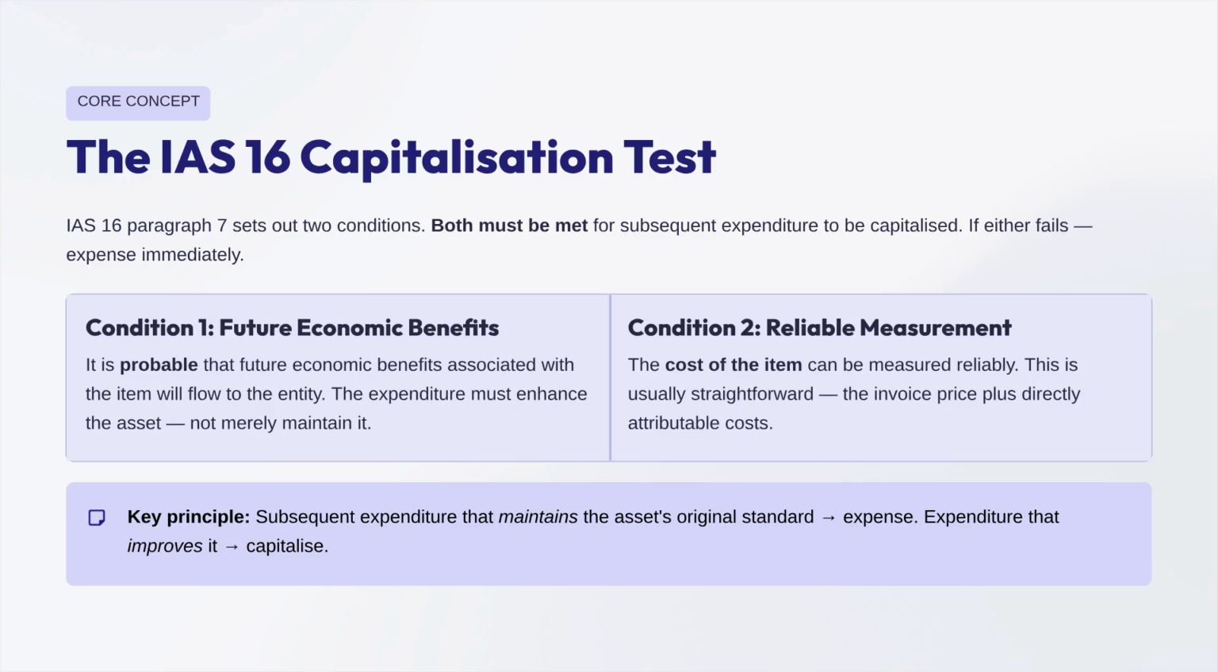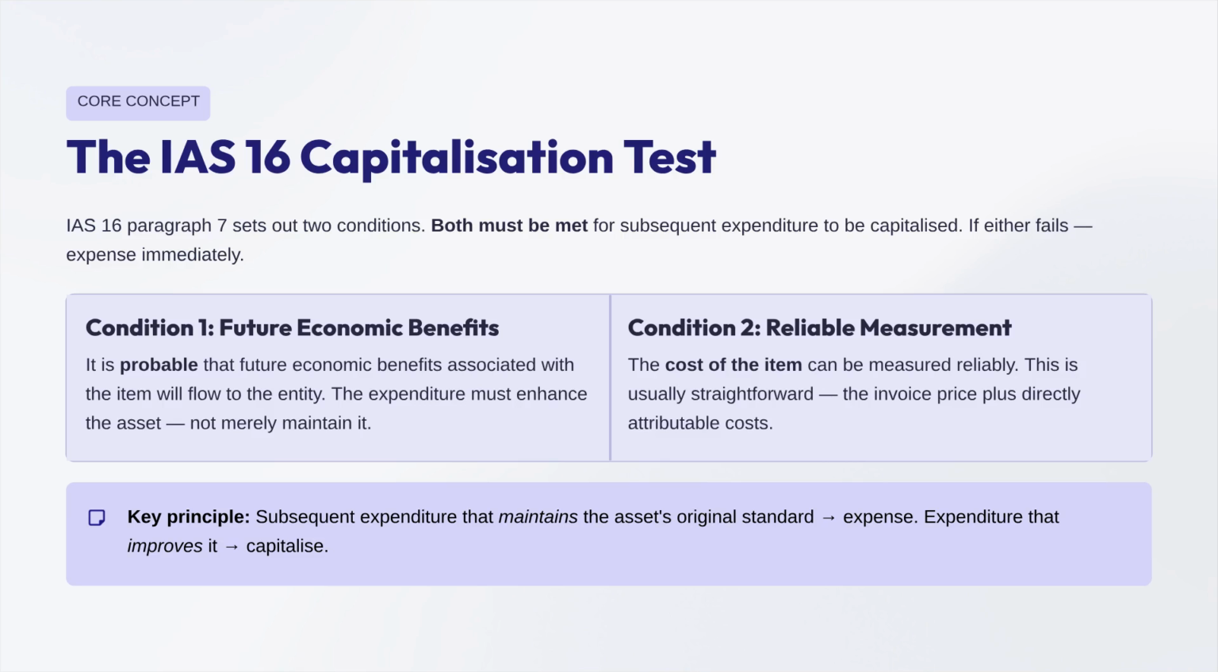Condition 1, future economic benefits. In plain terms, it must be probable that future economic benefits associated with the item will flow to the entity. The real test is whether the expenditure enhances the asset, not merely maintains it. Patching something up to keep it running is maintenance. Making it better, faster, or longer lasting is enhancement.